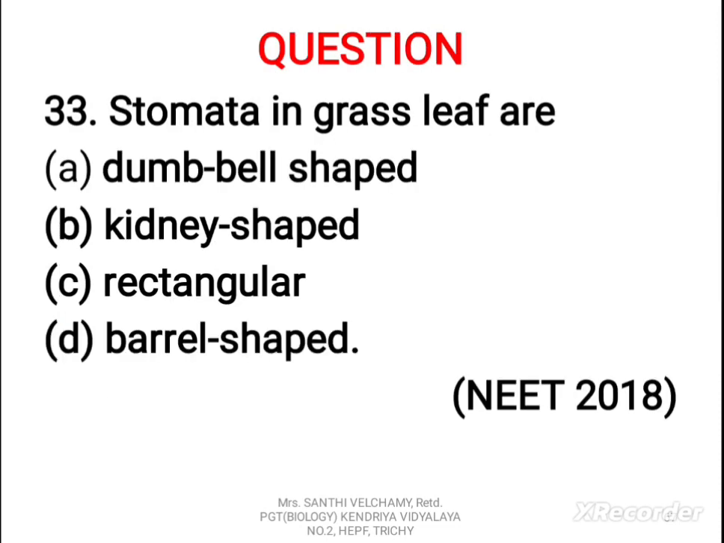Now the next question. Stomata in grass leaf are A. Dumbbell shaped, B. Kidney shaped, C. Rectangular, D. Barrel shaped. Here the correct answer is dumbbell shaped, A. Grass being a monocot, it has dumbbell shaped guard cells. Guard cells are bean shaped or kidney shaped in dicots, but monocot guard cells are dumbbell shaped.